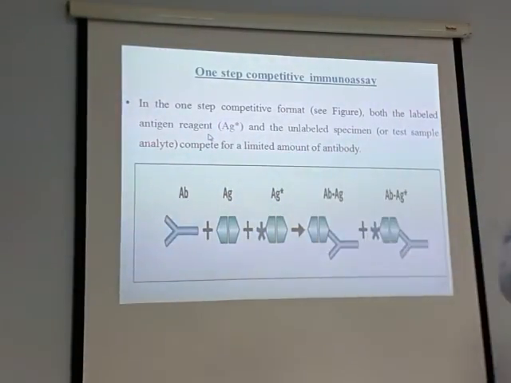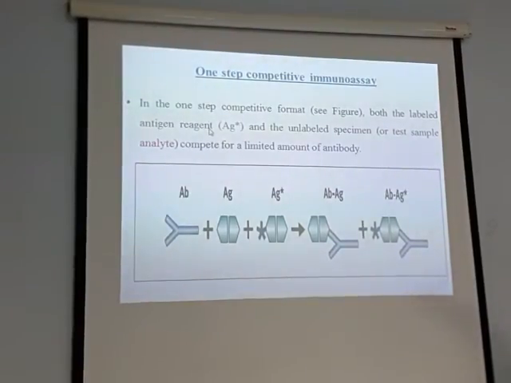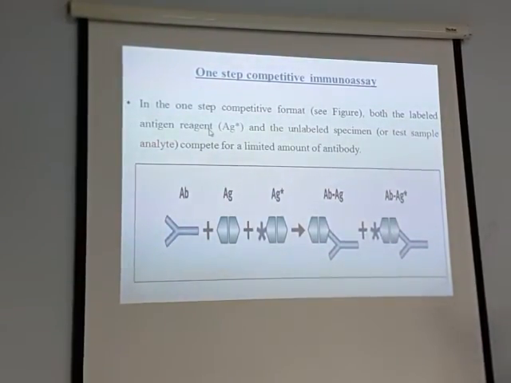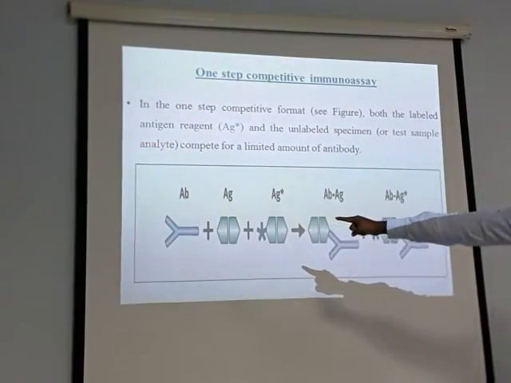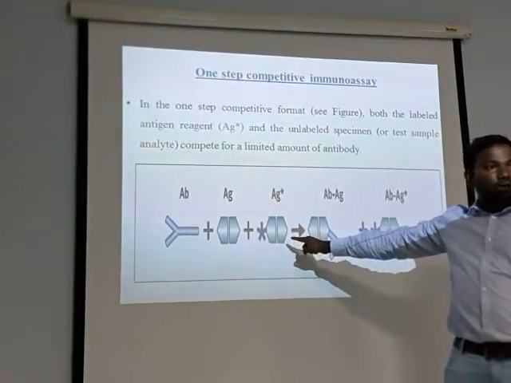So again, the competitive immunoassay we can perform in two ways: one-step competitive immunoassay and two-step competitive immunoassay. In one-step competitive immunoassay, both labeled antigens and unlabeled sample antigens compete for a limited amount of antibody. One step means the antibody will be limited. For example, see here, we have one antibody and antigen, that is the sample, and labeled antigen.